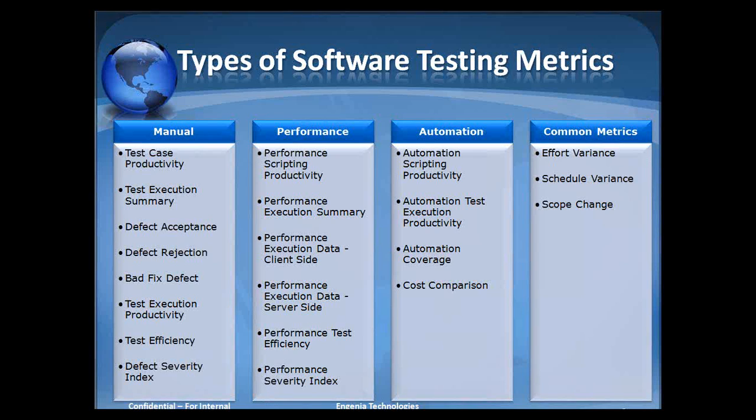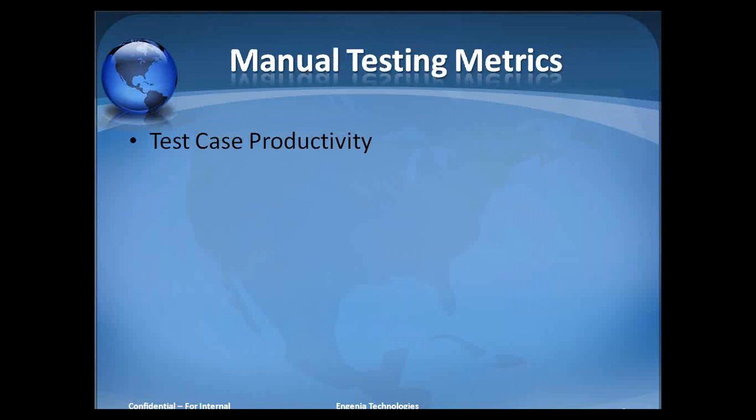A very common metrics: effort variance, schedule variance, and scope change, which you might have used in the course of your career in software testing. So we would look into all of these metrics in detail. First of all, we'll start with the manual testing metrics, and the first metric is test case productivity.